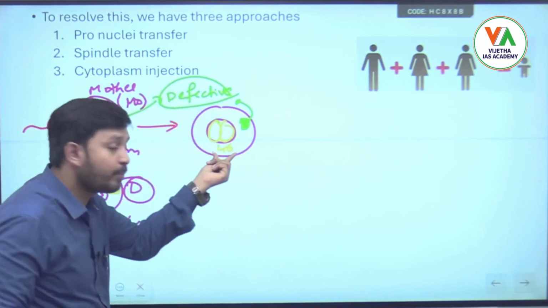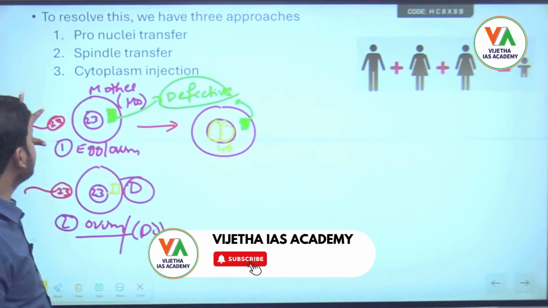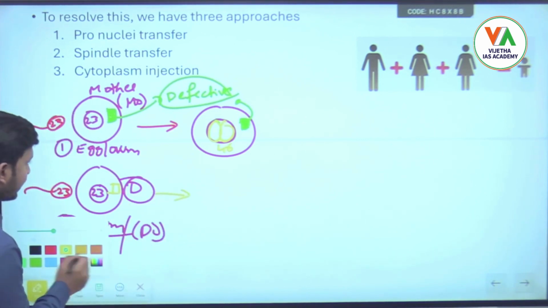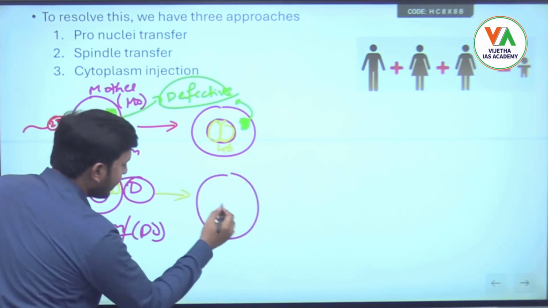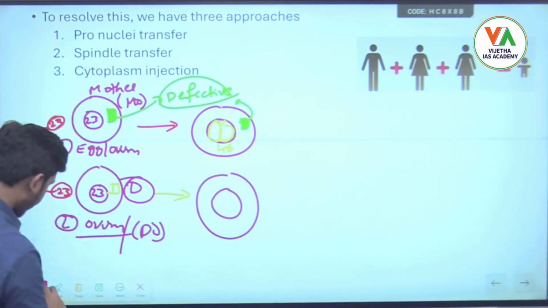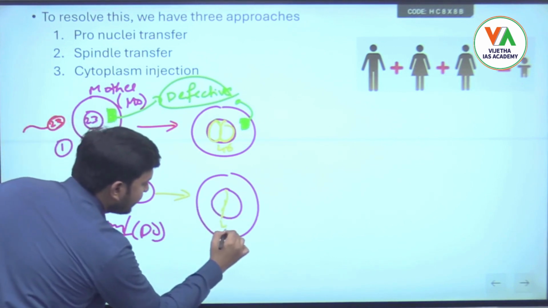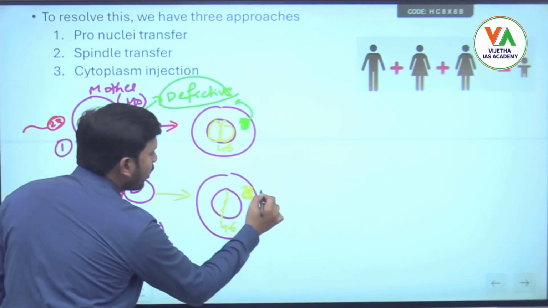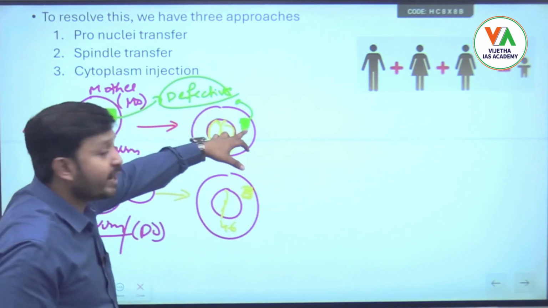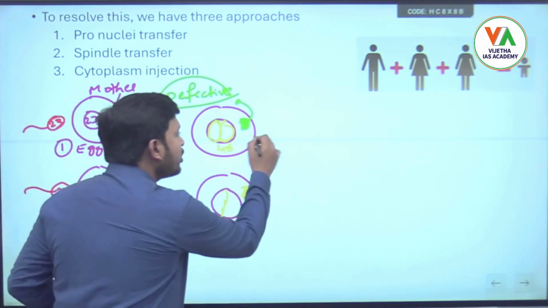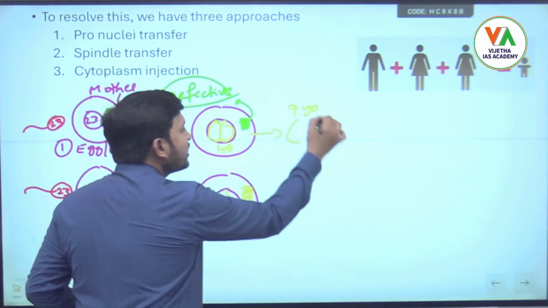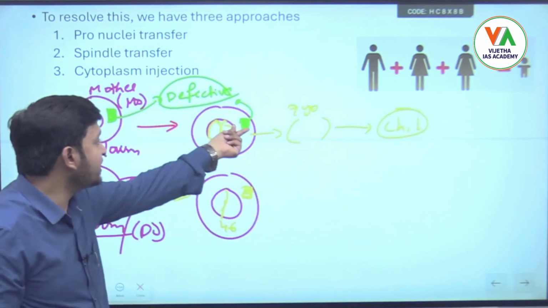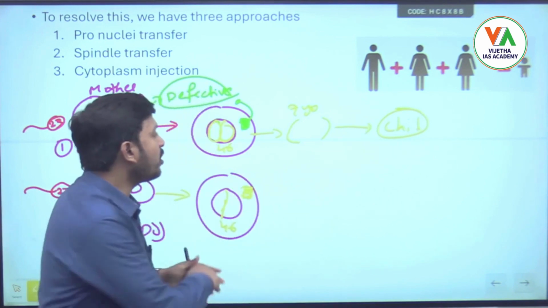So in this case, after fusing the egg with the sperm, and in this case also, we will get the same pronuclei. This pronuclei will also have 46 chromosomes. But this mitochondria is defective. If this continues, it will form into a zygote, and with time the zygote will convert into a child. But as this is defective, the child will get Leigh syndrome. We don't want this to happen, right?